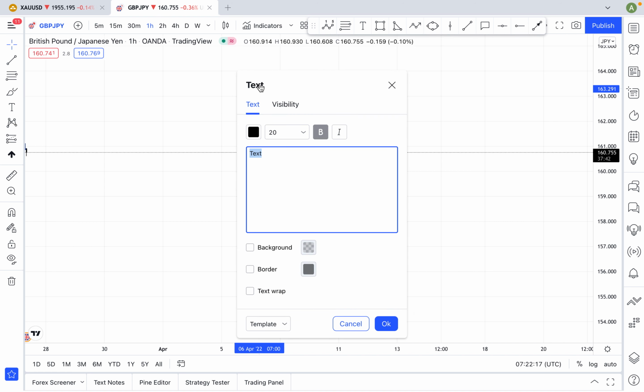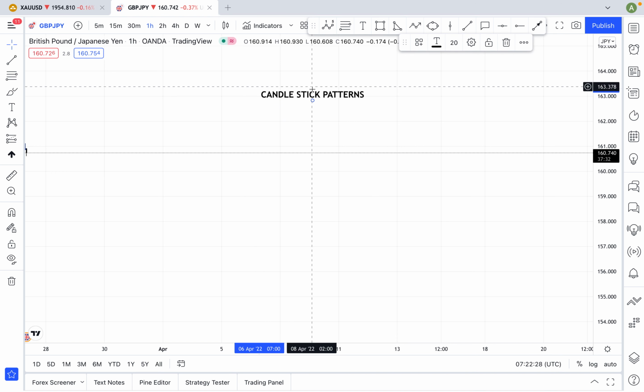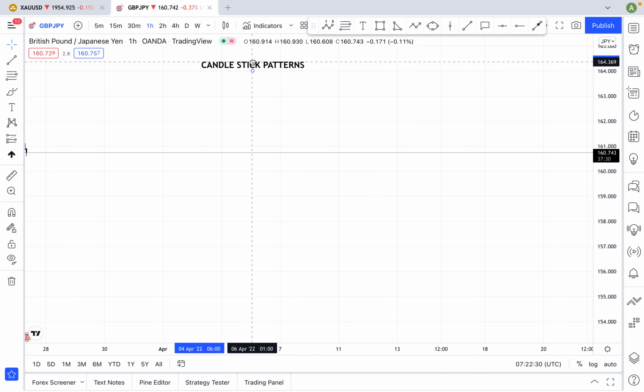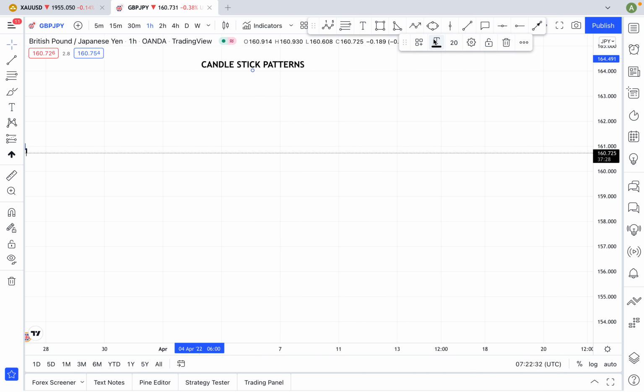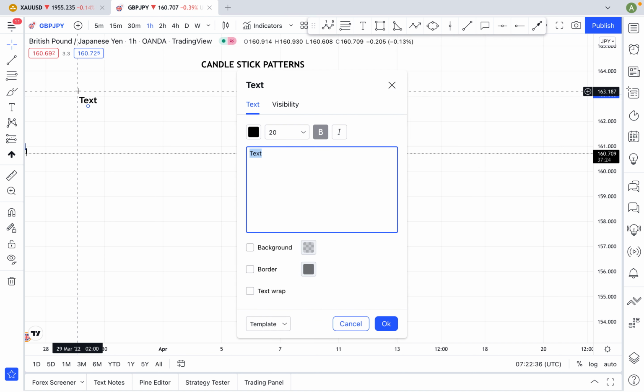So today we shall continue on candlestick patterns. The previous day we learned about the simple candlestick patterns, and today we shall be looking forward to learning the complex patterns.